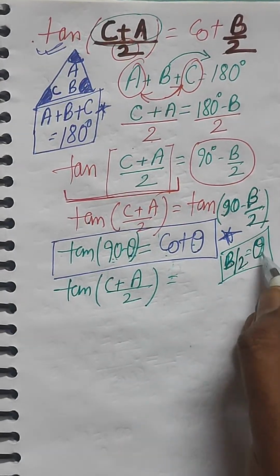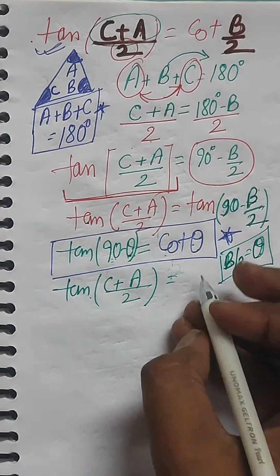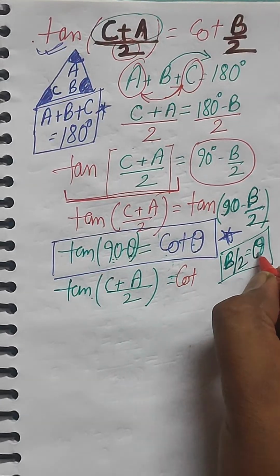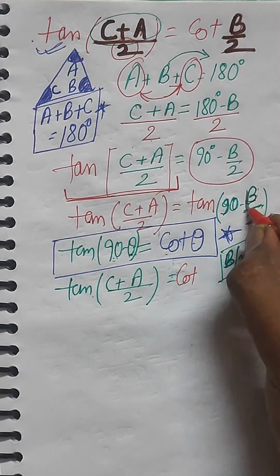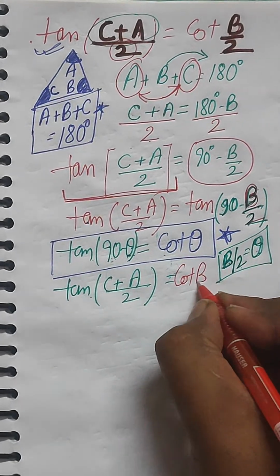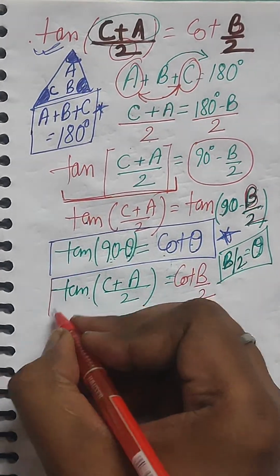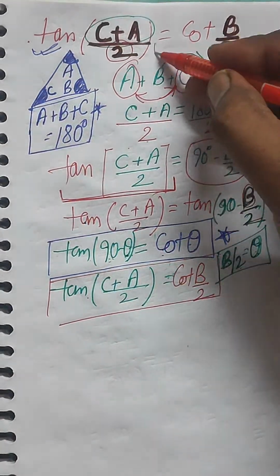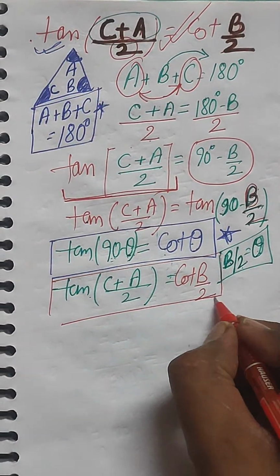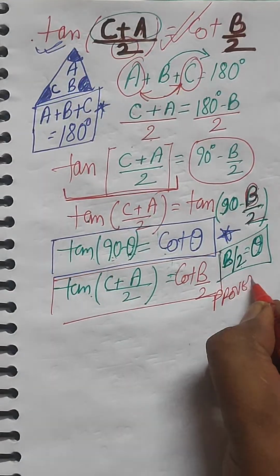Because b by 2 is theta, the LHS can be written as cot theta, that is, cot b by 2. Here mind it, this b by 2. So it will be cot b by 2. In this way we have proved the first question of this session. Now coming to the second question, this is proved.